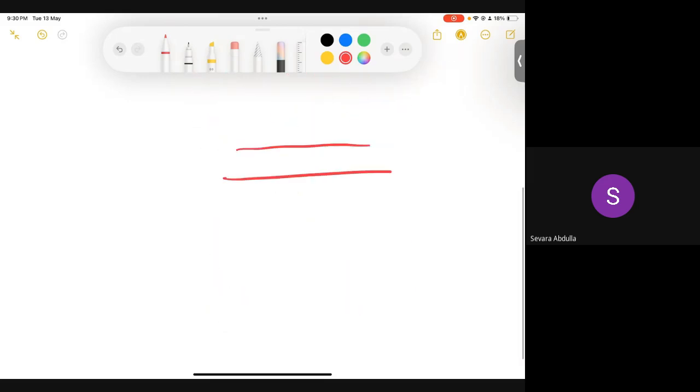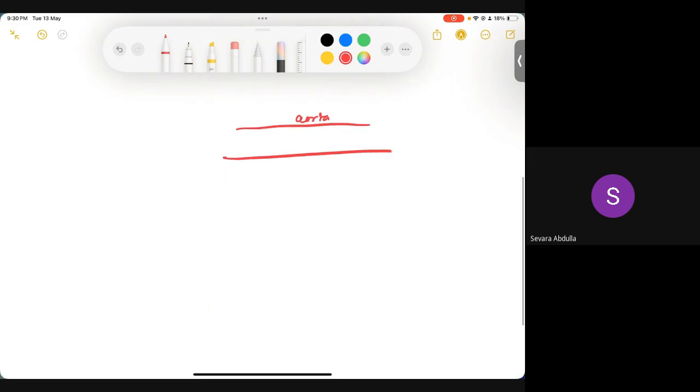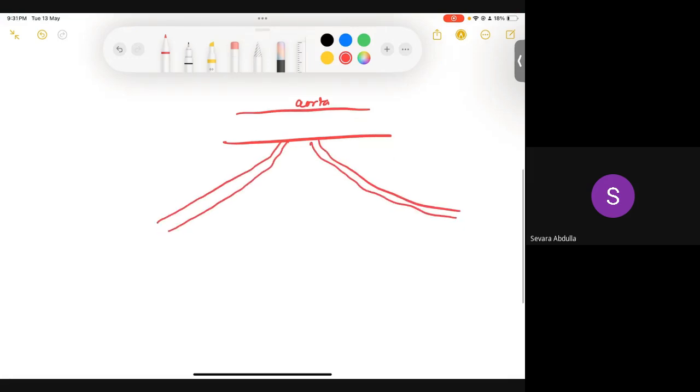Okay. Let's suppose this is your aorta. Your coronary vessels come directly from your aorta. This is going to be your right coronary artery, and this is going to be your left coronary artery. The right coronary artery mainly supplies the right side of your heart. What lies on the right side of your heart? It's going to supply the right atrium and the right ventricle.